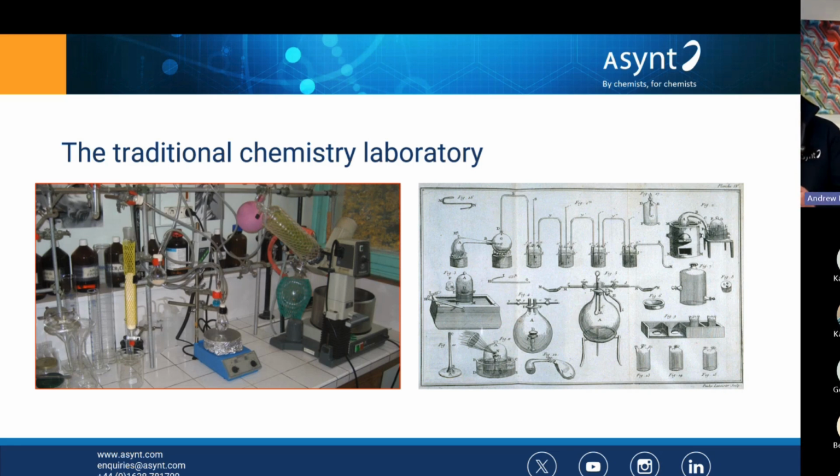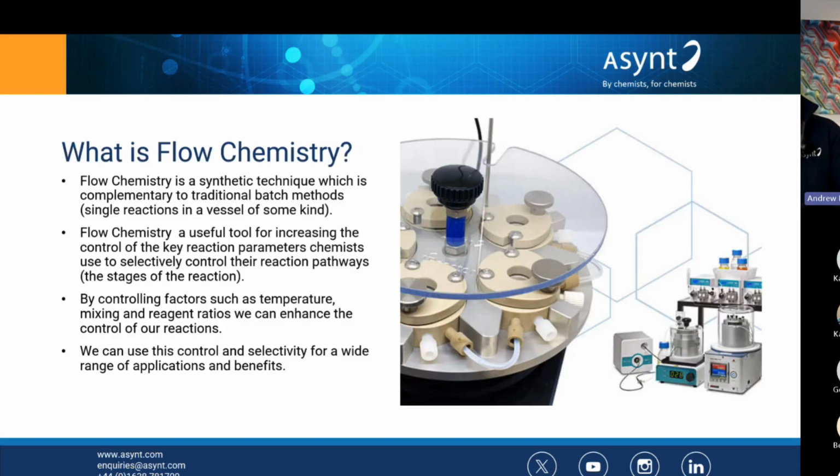Flow chemistry is slightly different. We're using different tools, but we're using those tools to perform the same chemistry. So I always start off right at the top by saying flow chemistry is just another synthetic method for us. It's another technique to carry out our chemistry, and it's complementary to those traditional methods that we're all familiar with. So combining the best technique for the right chemistry, whether that's traditional batch techniques or flow chemistry techniques, we can get the best of both worlds and we can get the benefits of both.